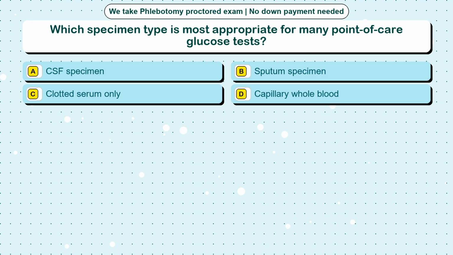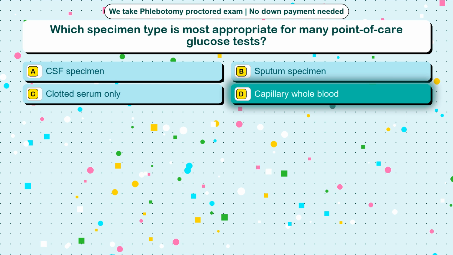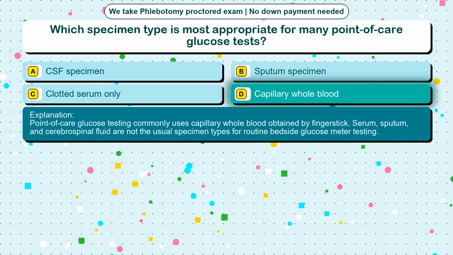Option A. CSF specimen. Option B. Sputum specimen. Option C. Clotted serum only. Option D. Capillary whole blood. The correct answer is option D. Capillary whole blood. Point-of-care glucose testing commonly uses capillary whole blood obtained by fingerstick. Serum, sputum, and cerebrospinal fluid are not the usual specimen types for routine bedside glucose meter testing.